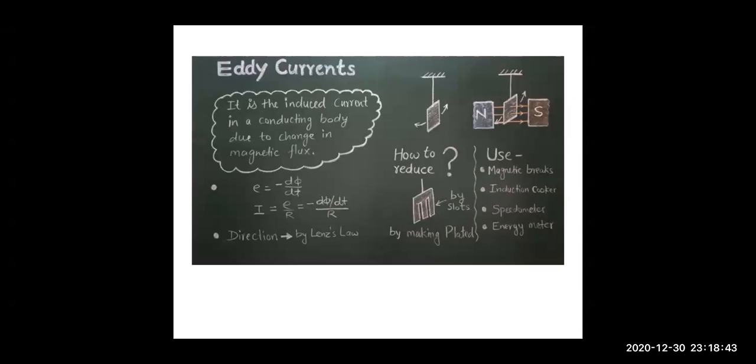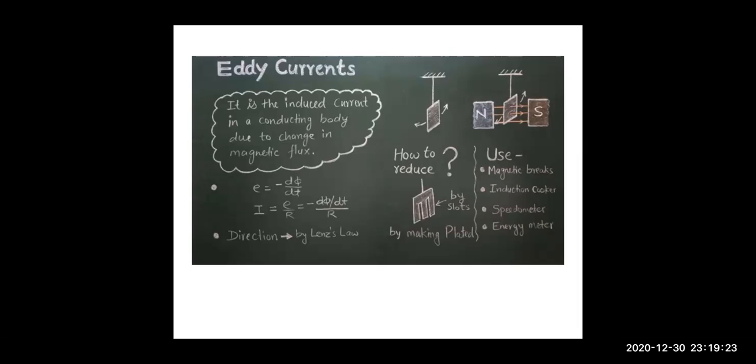Now children, we know that when magnetic flux linked with the coil changes, EMF or current is induced in the coil, right? But if the magnetic flux in any solid conductor changes, is an EMF or current induced in that solid conductor? The answer is yes. So, if magnetic flux in any conductor changes, an EMF or current is induced in the conductor. And the current that is induced in the solid conductor is called eddy current.